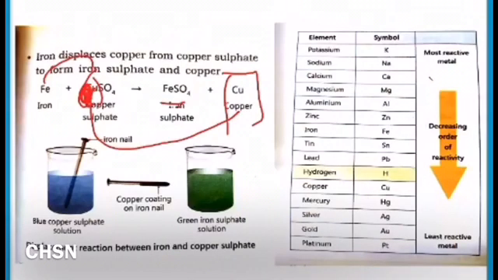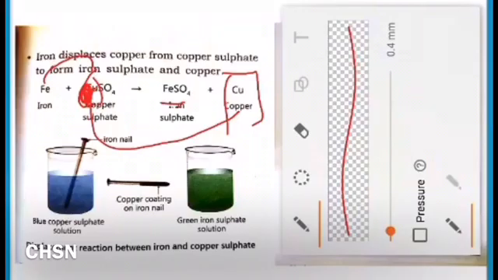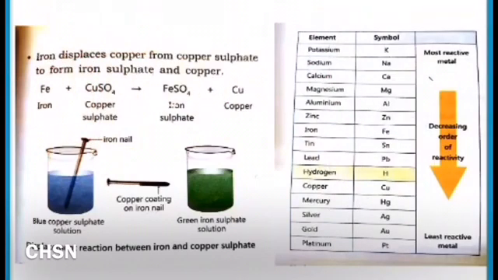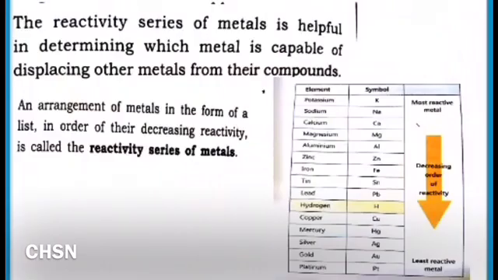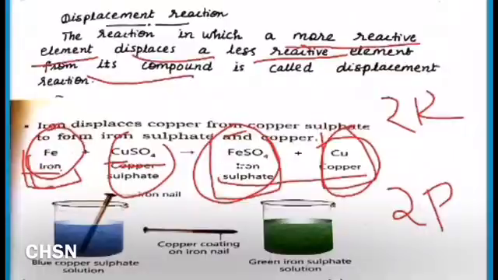So why are there different reactivities in the case of elements? Especially in the case of metals, you can see that the reactivities of metals are not the same. Some of the metals will be highly reactive, some are moderately reactive, and some are very less reactive. So when you compare the reactivities of iron and copper in this reaction, iron is more reactive than copper. That's why iron is able to displace copper from copper sulfate and form iron sulfate and copper.